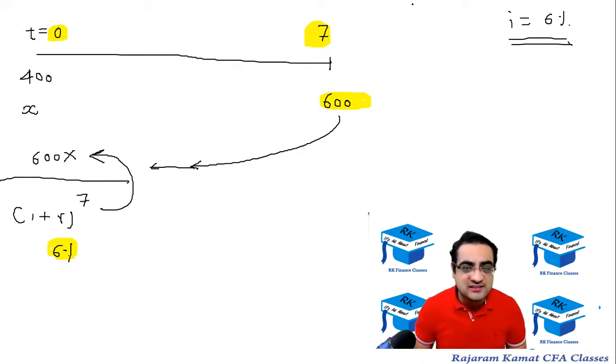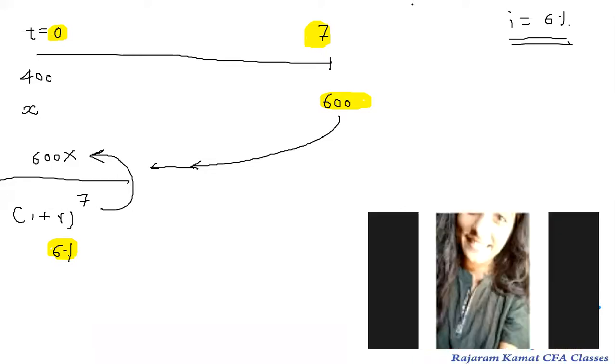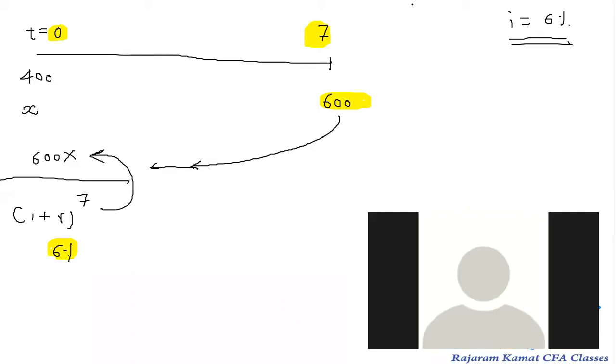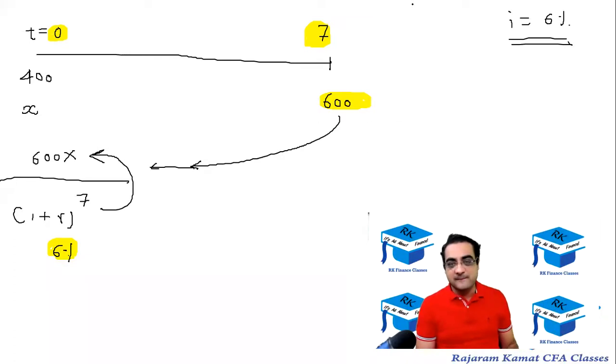Dhairya, Aditya, Anjali, did you get 400 this time? Please unmute and let me know. Yes, sir, I got it. Anjali got it? Yes, sir. Yes, sir, I got it. All right, all of you got it. So, okay, you guys can lower hand.